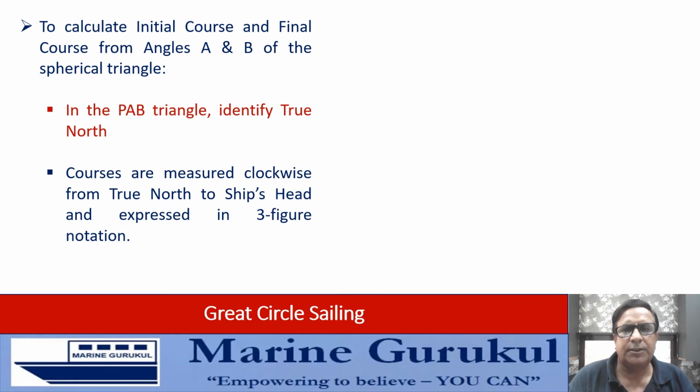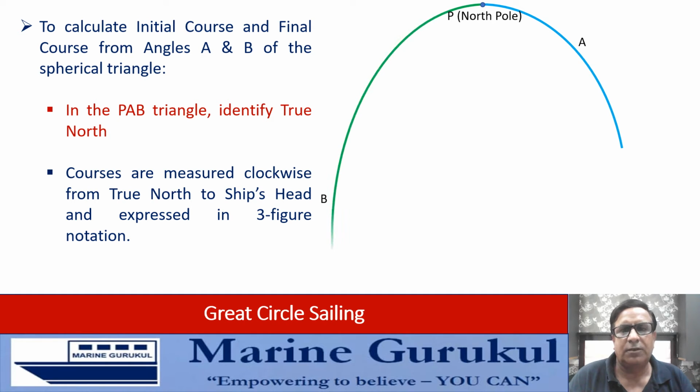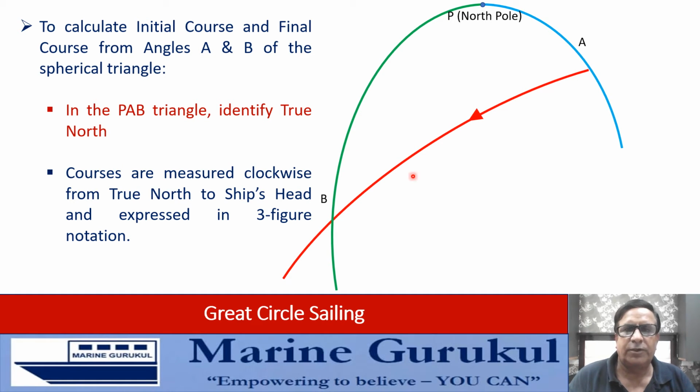Let's look at another example then. Here is the North Pole. Again, position A, position B, meridian of A, meridian of B, great circle track through the two. Please note the great circle track is curving towards, or presenting its convex part towards, the North Pole. Now in this case, calculated angle A would be this one and calculated angle B would be this much. Let's place the ship both at A and B.